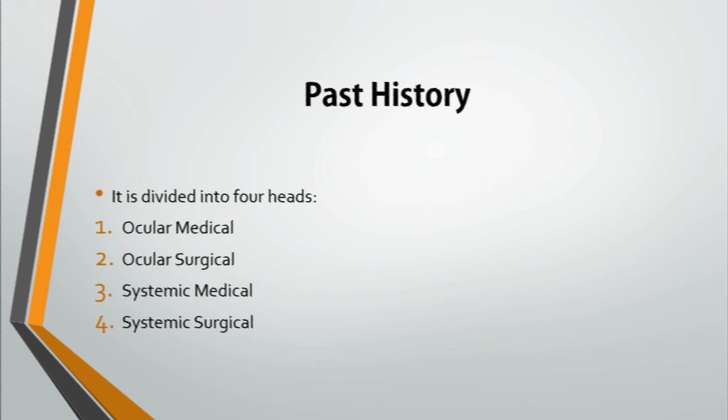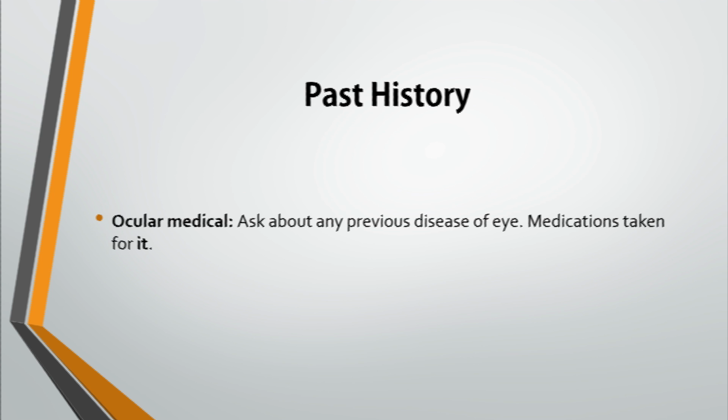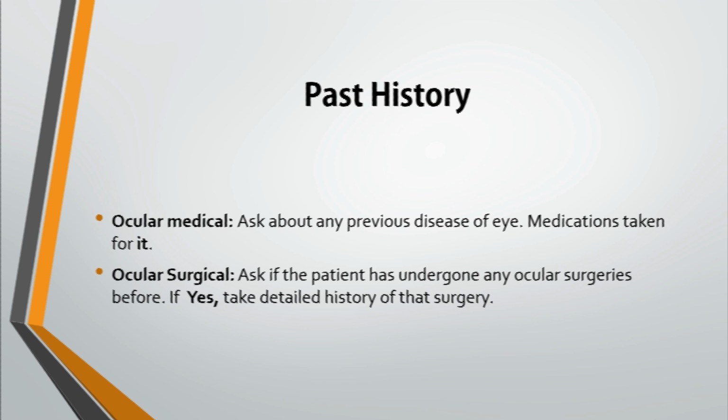Past history. It is divided into 4 heads: ocular medical, ocular surgical, systemic medical, systemic surgical. Ocular medical, ask about any previous disease of eye. Medications taken for it. Ocular surgical, ask if the patient has undergone any ocular surgeries before. If yes, take detailed history of that surgery.